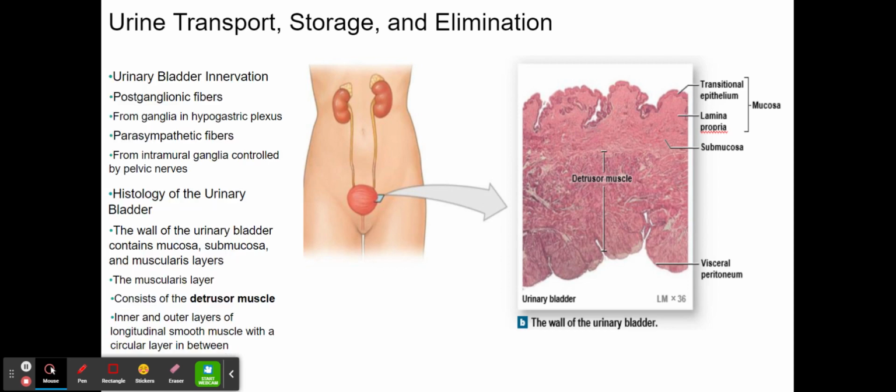The urinary bladder is innervated by postganglionic fibers from the ganglia in the hypogastric plexus and by parasympathetic fibers from the intramural ganglia that are controlled by branches of the pelvic nerves. The wall of the urinary bladder contains mucosa, submucosa, and muscularis layers. The muscularis layer consists of inner and outer layers of longitudinal smooth muscle, with a circular layer between the 2. Together, these layers form the powerful detrusor muscle of the urinary bladder. When this muscle contracts, it compresses the urinary bladder and expels urine into the urethra.